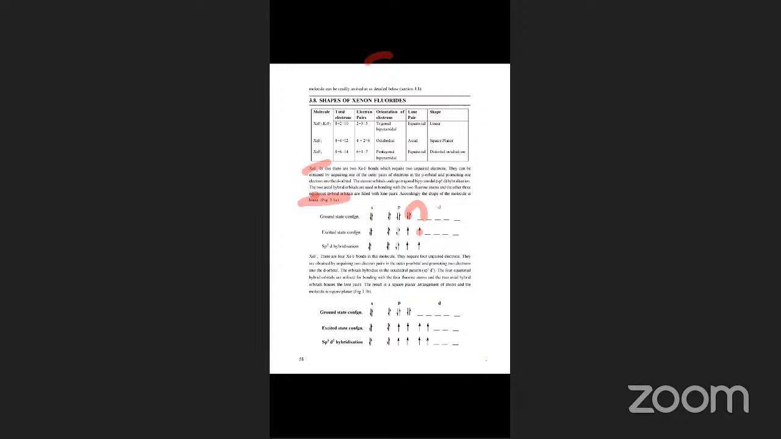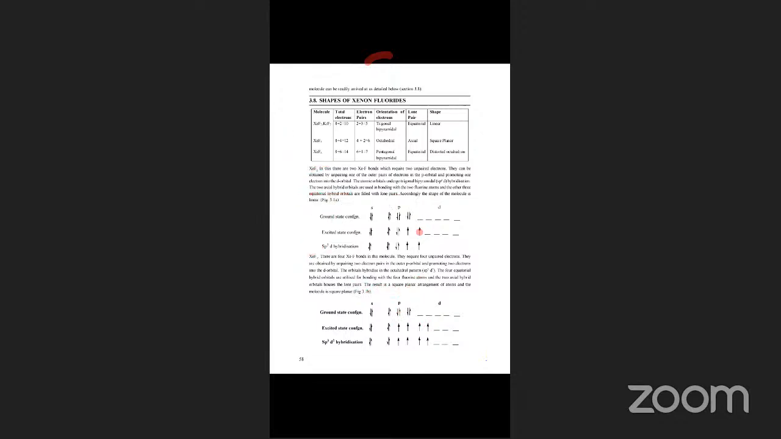Then we are discussing xenon tetrafluoride. There are ns2, np6, the same. Of the p electrons, one electron is excited, and another one electron is jumped into the d orbital, giving the excited state configuration.